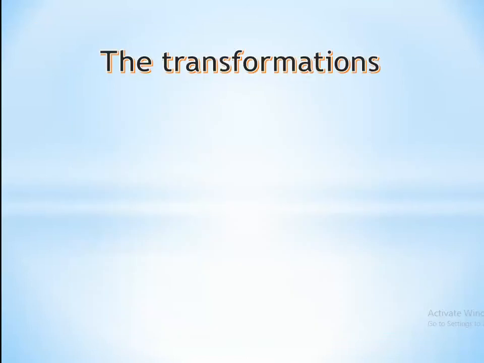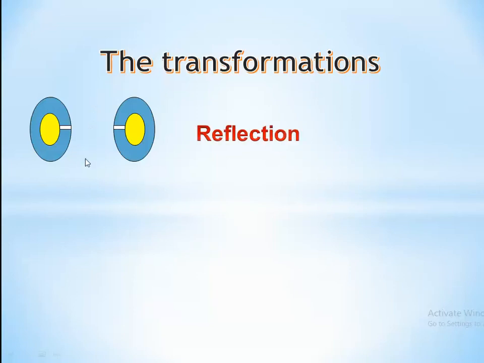Okay, we are going to talk about the transformations. We talked about it before in grade 5. Transformations: if you look at a mirror, it means reflection. Like these two circles, okay? We find this sign. This is opposite to this, so it means reflection, like when we look at a mirror.